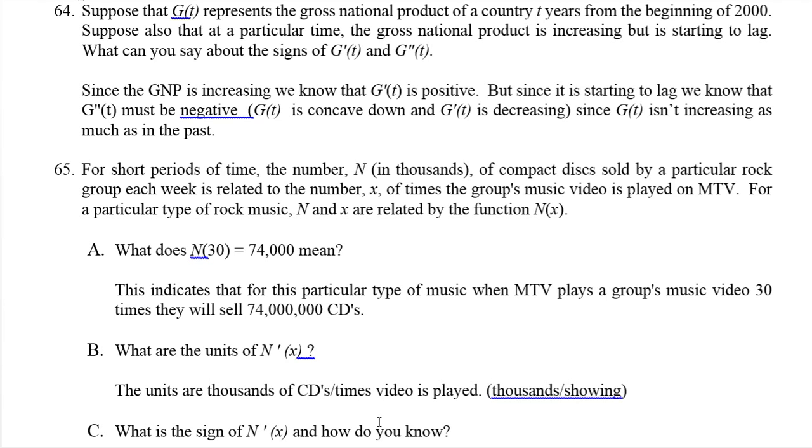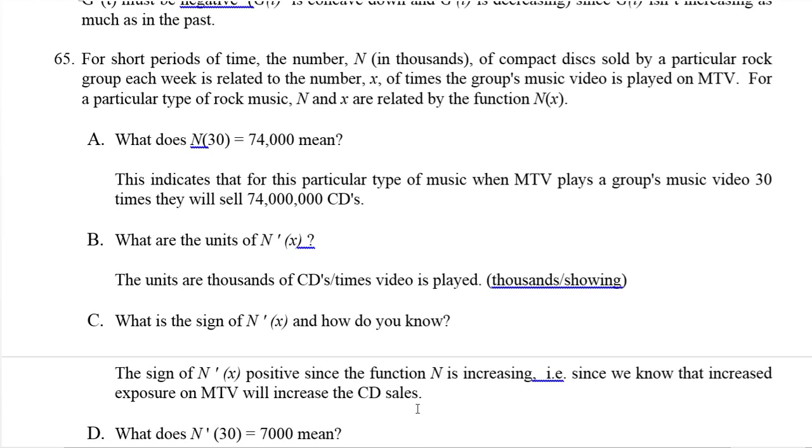What's the sign of n prime and how do you know? Okay, once again, if we're asking about the sign of the derivative, we're asking about the direction of the original function. So increase the input, see what happens to the output. That'll tell you the direction of the original function, and that in turn will tell you the sign of the derivative. So if we increase x by a little bit, say by 1, we're increasing the number of times the video is played. Well, that should increase the number of CDs that they sell. So that means n of x should be an increasing function, and so n prime of x should be positive.